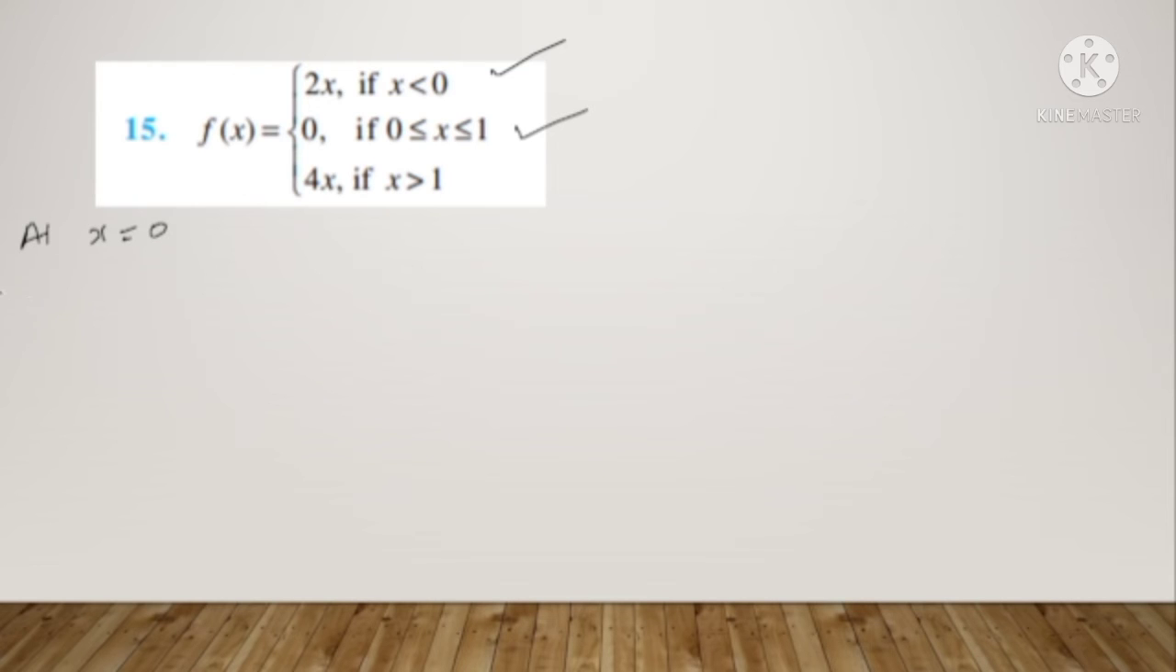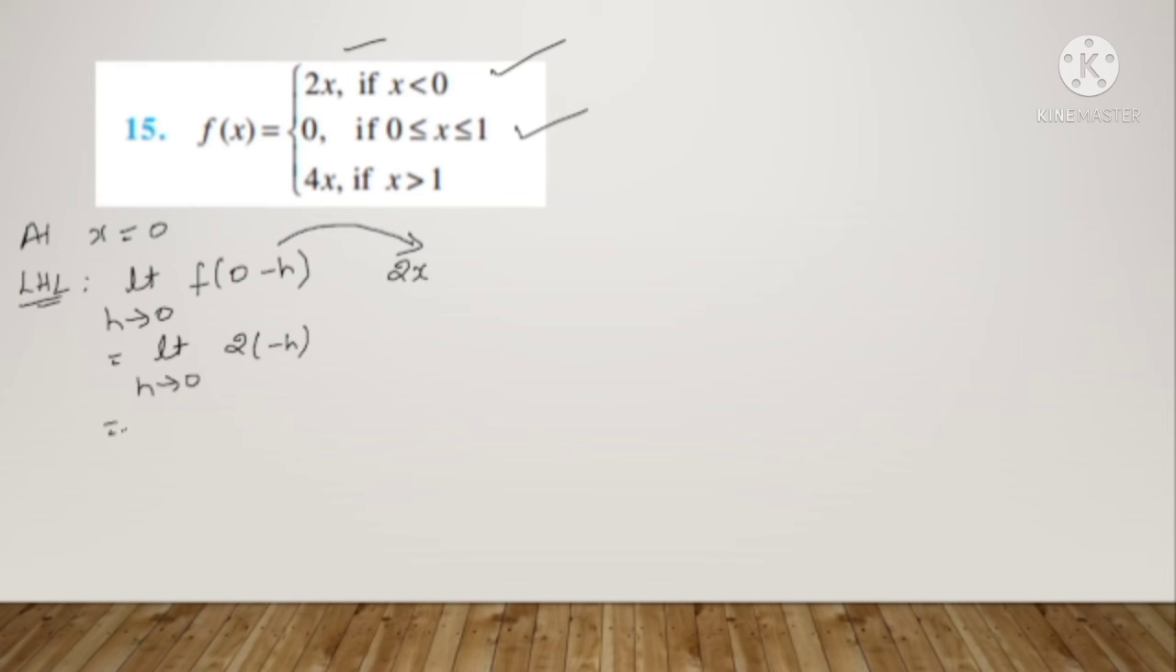So now first of all let us find at x is equal to 0. At x is equal to 0, first let us find the left hand limit. Limit h tends to 0, f of 0 minus h. So this is equal to limit h tends to 0, 0 minus h. Something is subtracted with the 0. So f of x will be 2x. In the place of x we have to substitute minus h. So 2 into minus h. Now if I apply the limit we get 0.